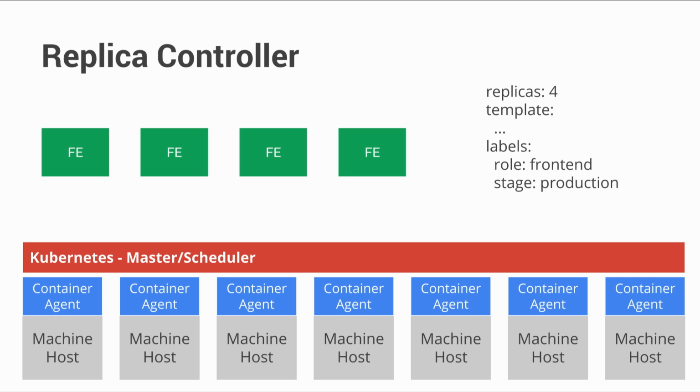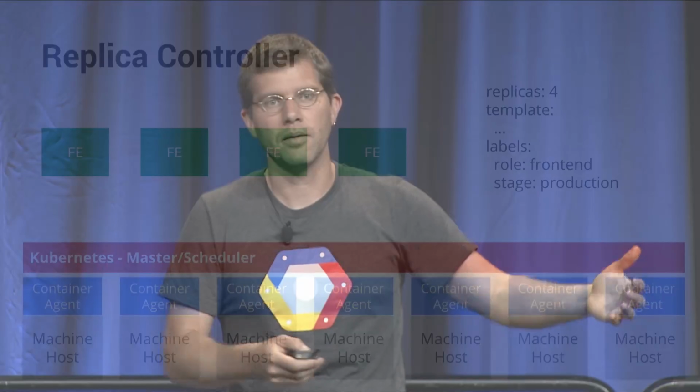And the loop says, execute label query. OK, how many containers did I get back? I only got 3 back. It says that I should have 4. Let me create a container. OK, now I'll cycle again, do the label query again. And now I have 4. Great, I have 4. I won't take any action. Do the label query again. Wait a minute, I have 5. How did that happen? Kill one of those containers. Now I'm back to 4.